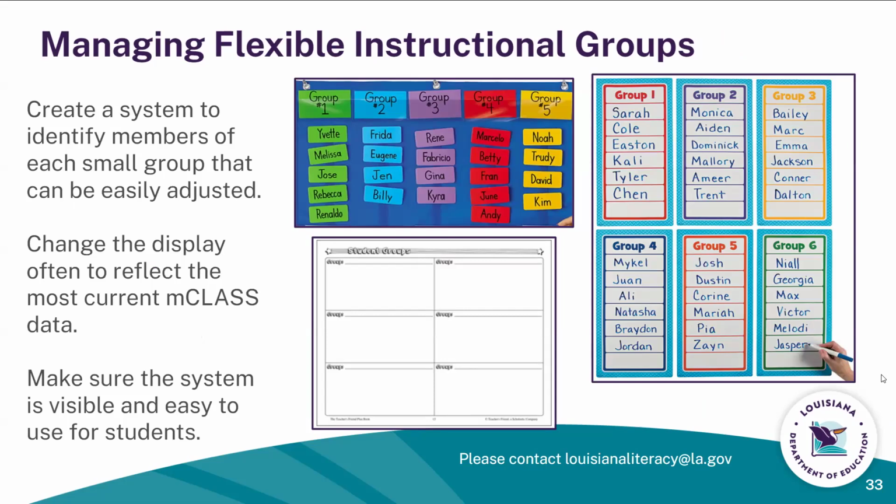Now let's consider how we would manage flexible instructional groups within the literacy block. Create a system to identify members of each small group that can be easily adjusted. Change the display often to reflect the most current mCLASS data. Make sure the system is visible and easy to use for students and for you. You might use a pocket chart, anchor chart, or other visual to display each group and a list of students for each group.